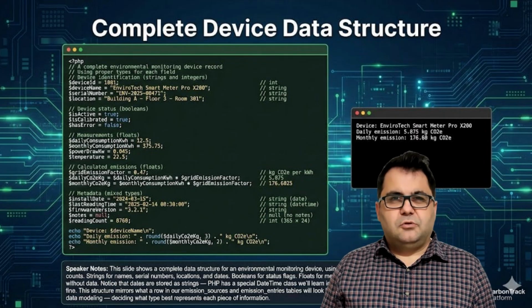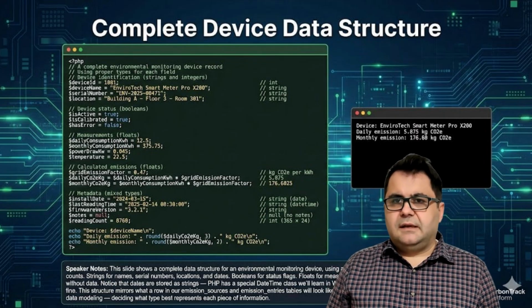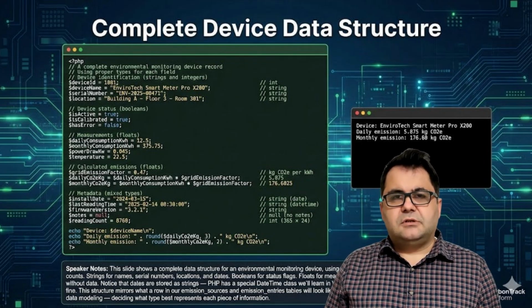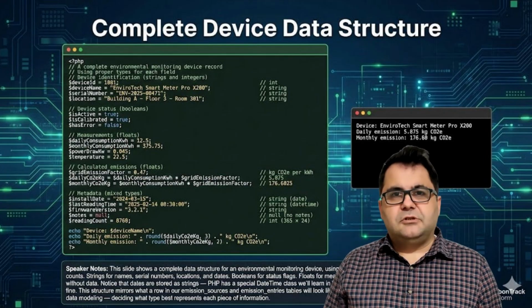This structure mirrors what a row in our emission sources and emission entries tables will look like. Every field has a deliberate type choice. This is data modeling, deciding what type best represents each piece of information.